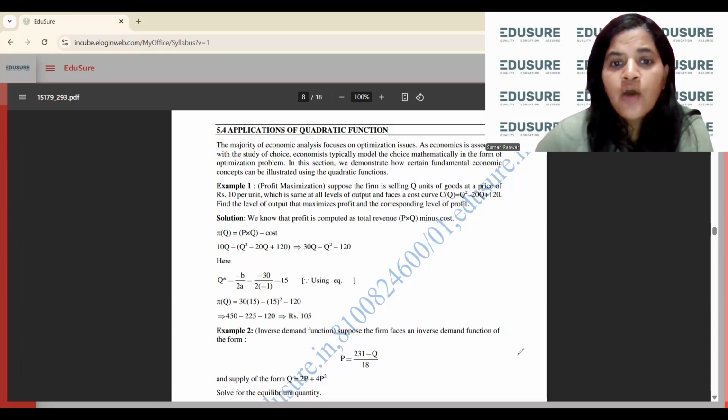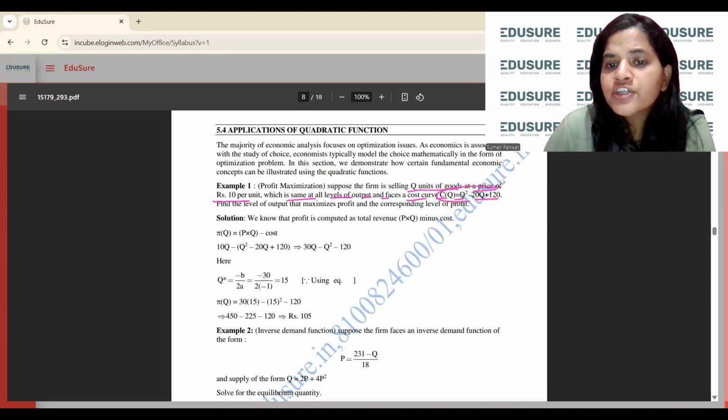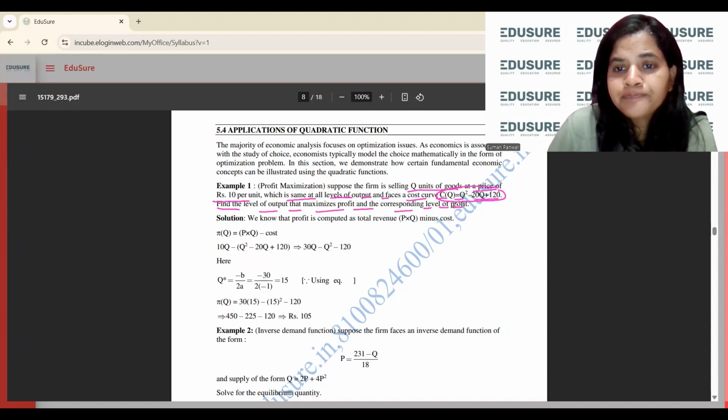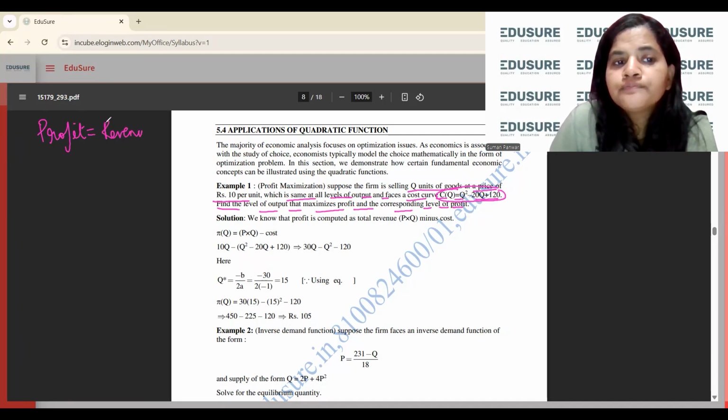Profit maximization. Now suppose a firm is selling q units of a good at a price of rupees 10 per unit, which is the same at all levels of output, and faces a cost curve, this. So this is my cost function. Find the level of output that maximizes profit and the corresponding level of profit. So basically I want to maximize my profit. So we know that profit is revenue minus cost.